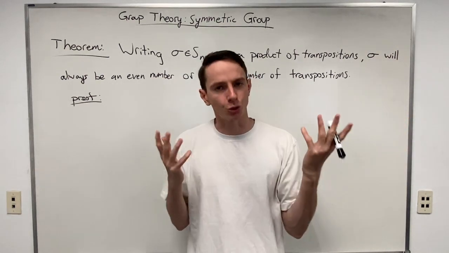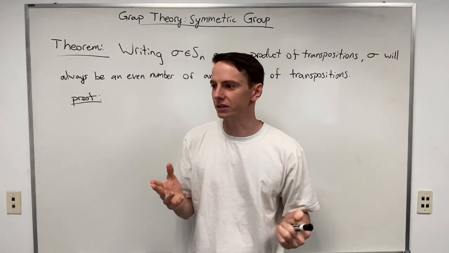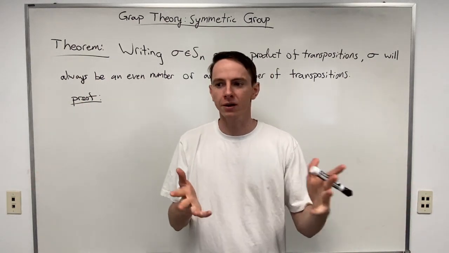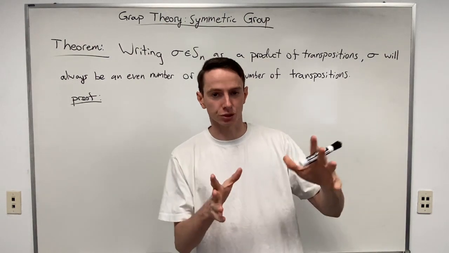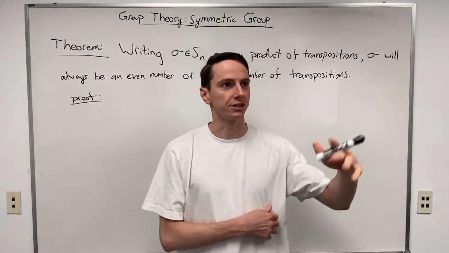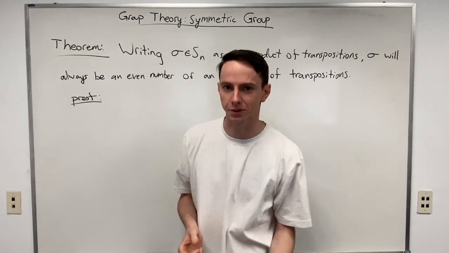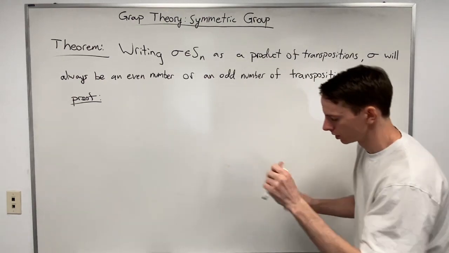Now that might raise some questions, because we might be saying, well, isn't it just going to be even or odd? Why are there going to be multiple instances of being able to write a permutation as a product of transpositions in the first place? Let me be more clear.